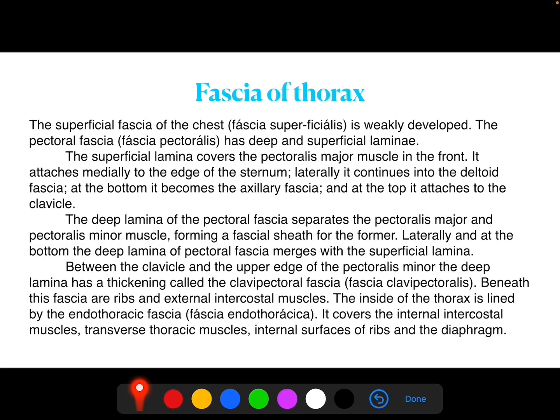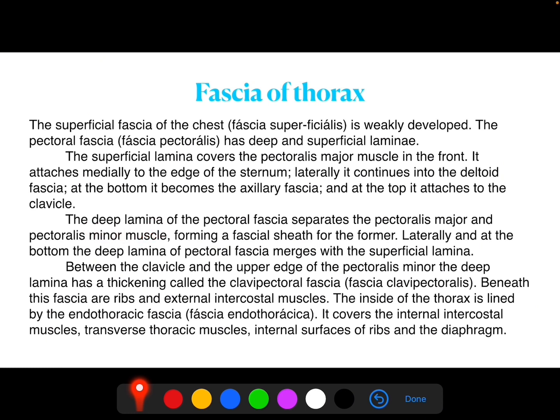Now let's move on to the fascia of the thorax. The superficial fascia of the chest is weakly developed. The pectoral fascia has deep and superficial laminae. The superficial lamina covers the pectoralis major muscle in the front. It attaches medially to the edge of the sternum. Laterally, it continues into the deltoid fascia. At the bottom, it becomes the axillary fascia and at the top, it attaches to the clavicle.